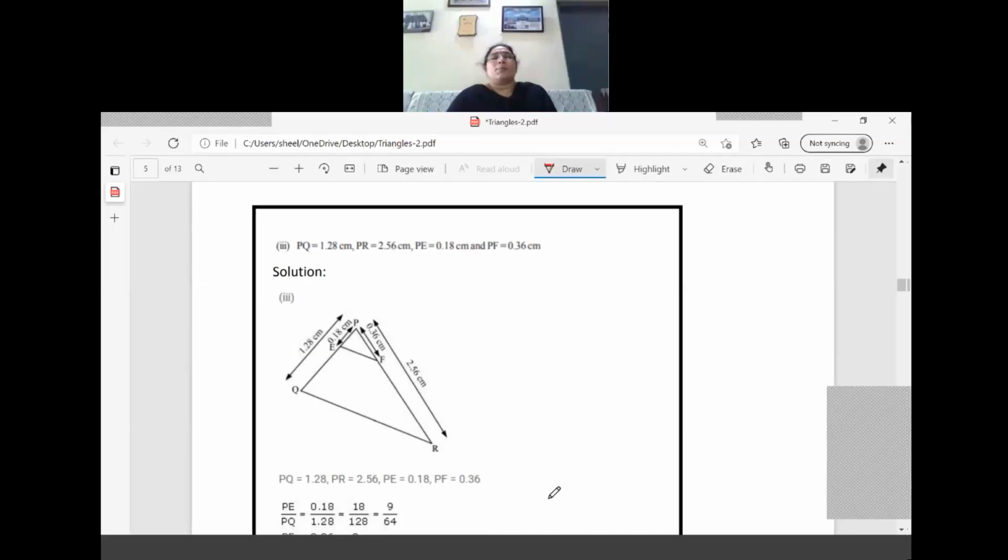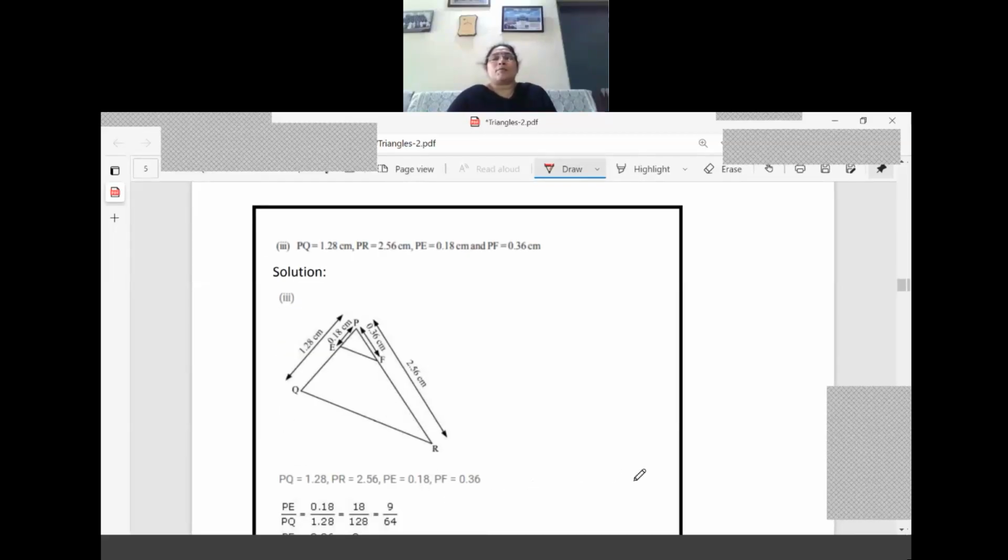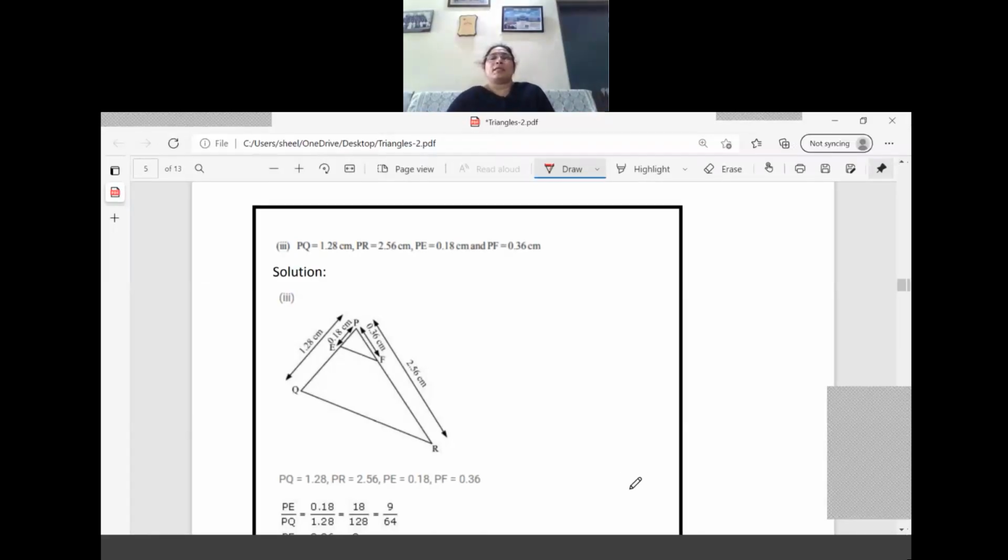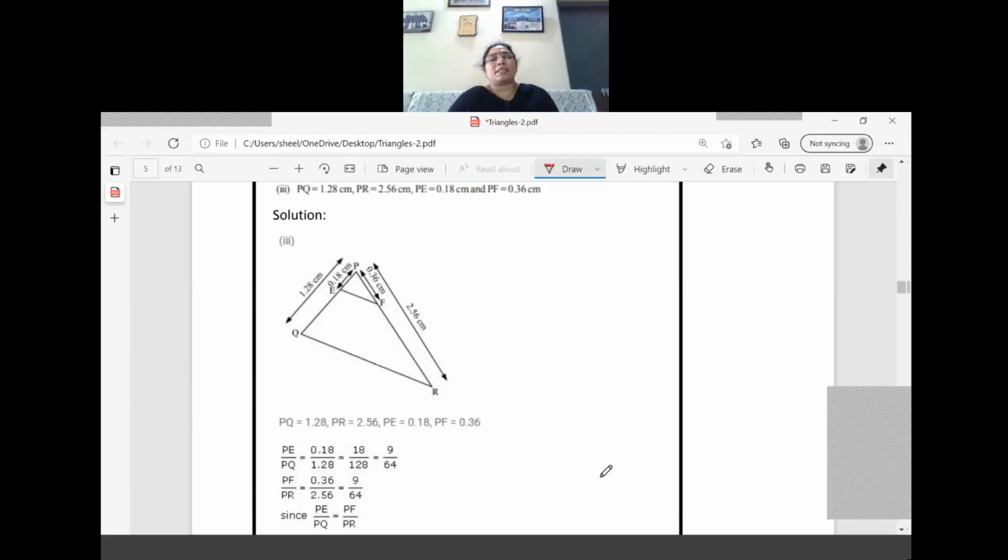Third question. PQ 1.28, PR 2.56, PE 0.18 and PF 0.36. So compared to the previous questions, here the total length is given. That is 1.28, that is PQ, and other side that is PR, it is equal to 2.56. Last class only we have explained when the line is parallel in the three way you can write, isn't it?